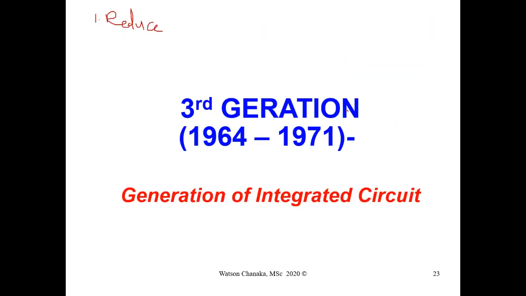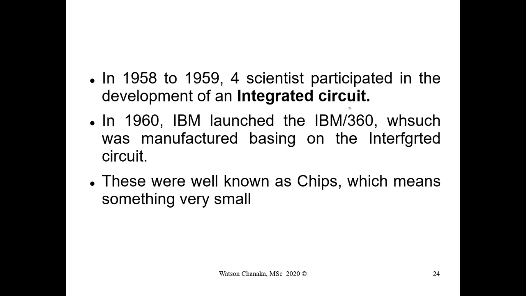Okay, let's go on to the third generation, 1964 to 1971. It was called the generation of the integrated circuit. In 1958 to 1959, four scientists participated in the development of an integrated circuit. When you talk about the integrated circuit, it means they took those transistors and they had to put them on a board like this one, for example. They joined the transistors on an integrated circuit. So when we use the word integrated, it means they were integrating these transistors and other electronic components on one board. So this is the circuit we're talking about.